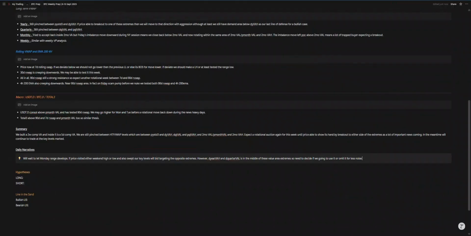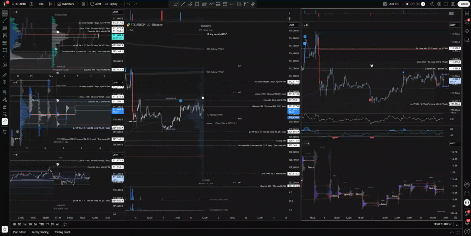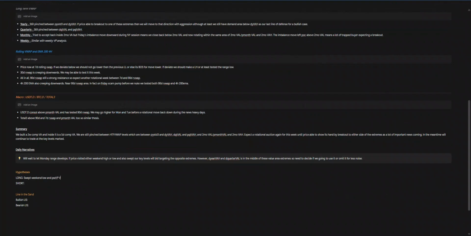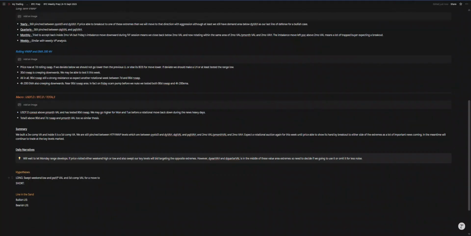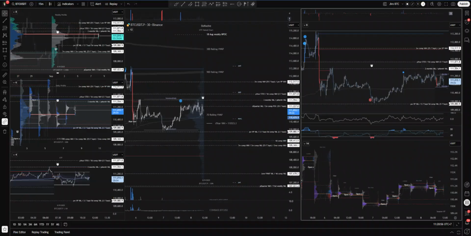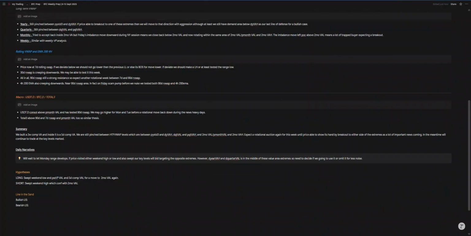Okay, so for today, maybe long swap weekend low and for a move to, short swap weekend high, which confluence with 2-month value area low, for a move towards line in the sand.